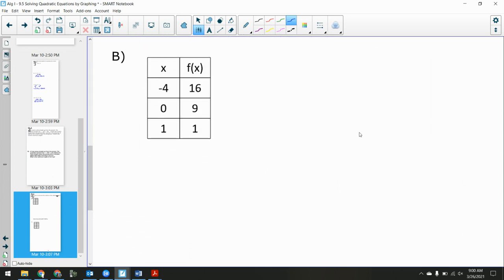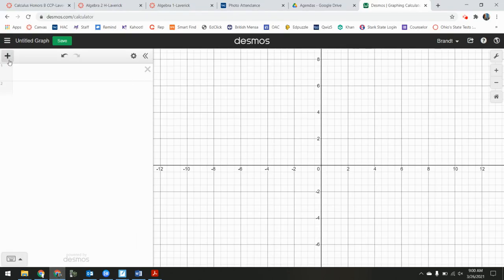Oh, there's a YouTube link right there. Okay, so go ahead and make your table. And now we make our table by hitting the plus sign and adding in a table. And now we plug in our points. -4, 16, 0, 9, 1, 1.